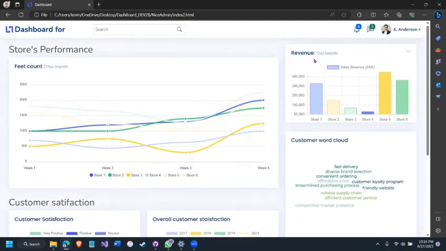And over here, we have a revenue for each of our stores. So you can hover over them and it shows you how much revenue you generated. And if you move down here, we have a customer word cloud, which is basically the things that kept popping up that customers were saying about us, all put into one word cloud.